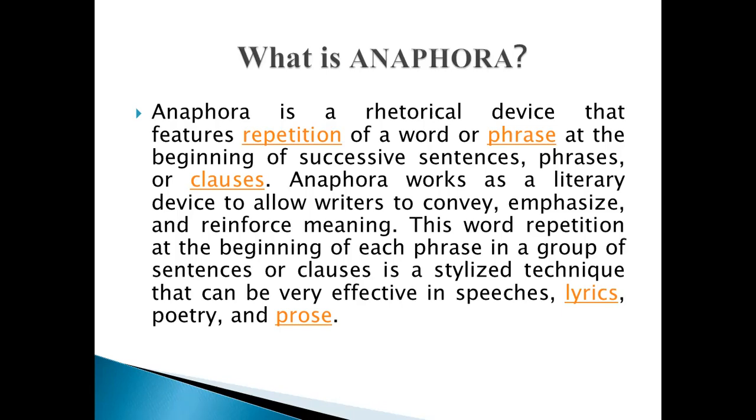He can use Anaphora. Now, this word repetition at the beginning of each phrase in a group of sentences or clauses is a stylized technique that can be very effective in speeches, lyrics, poetry, and prose. In prose, in poetry, you can find very commonly, even you can find many examples in prose, and I will give you some examples right now from some novels as well, and from speeches as well. So it is a rhetorical device that features repetition of a word or phrase at the beginning of sentences or successive sentences, one after the other.